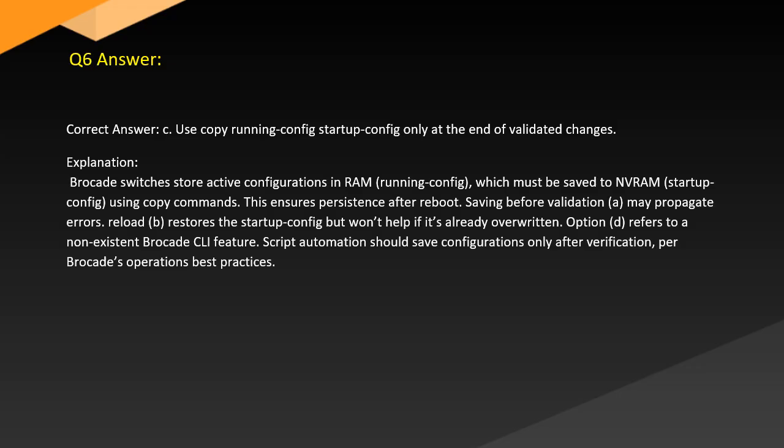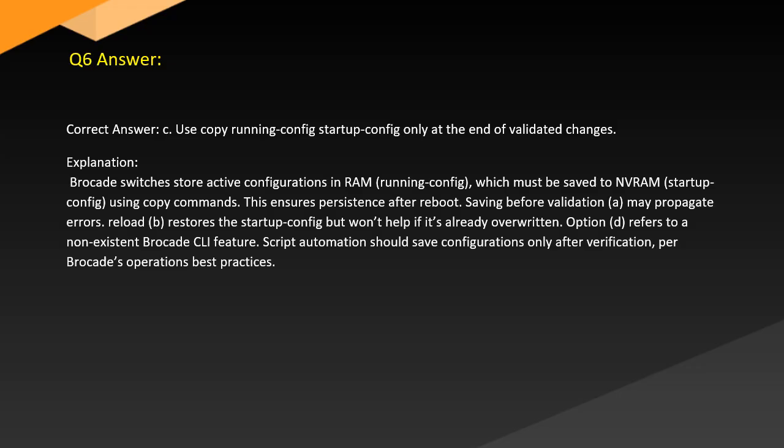Answer. Correct answer: C. Use copy running-config startup-config only at the end of validated changes. Explanation. Brocade switches store active configurations in RAM as the running-config, which must be saved to startup-config using copy commands. This ensures persistence after reboot.